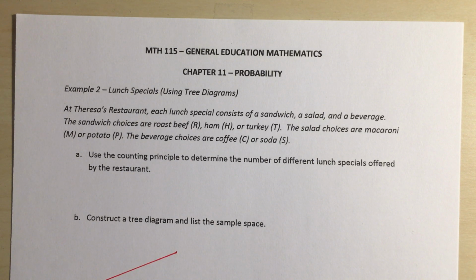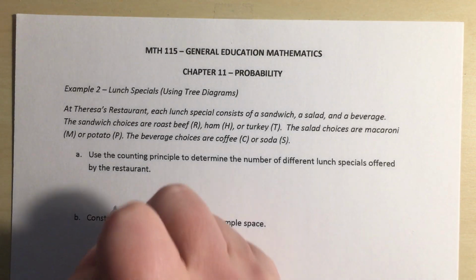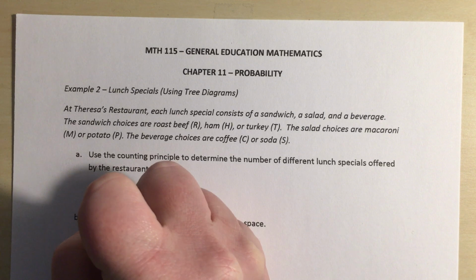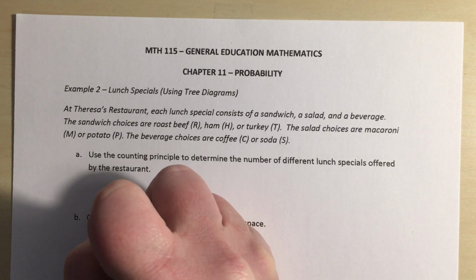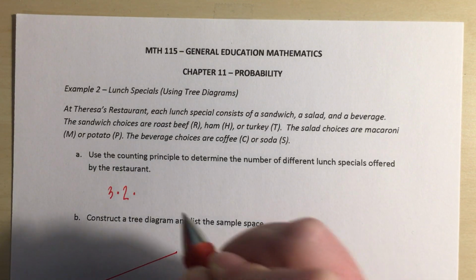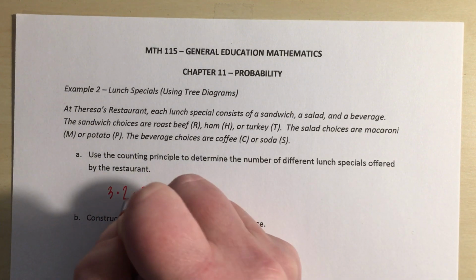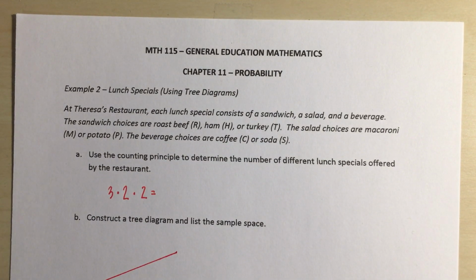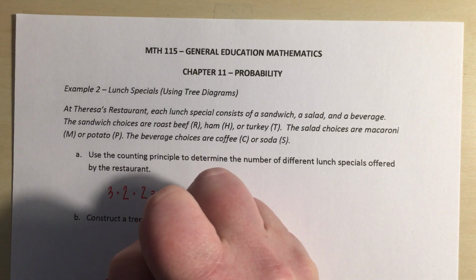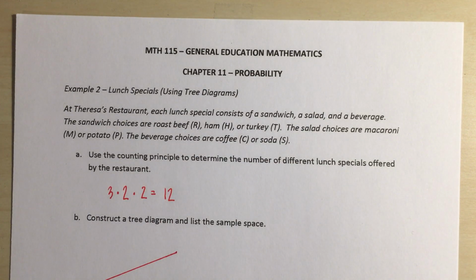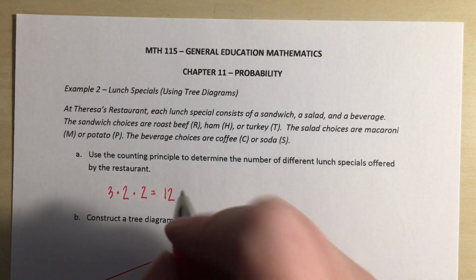Use the counting principle to determine the number of lunch specials offered by the restaurant. All right, well, we have 3 choices of sandwich, 2 choices of salad, and 2 choices of a beverage. So 3 times 2 gives us 6, times 2 again gives us 12. So we're going to have 12 sample points. Now construct a tree diagram and list the sample space.